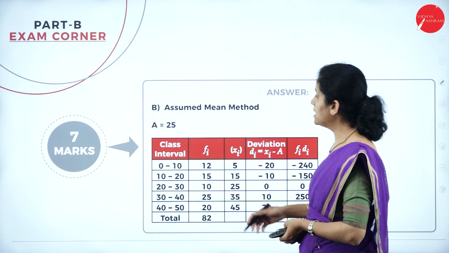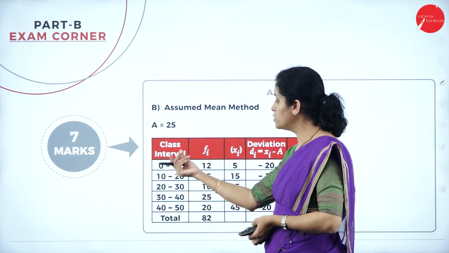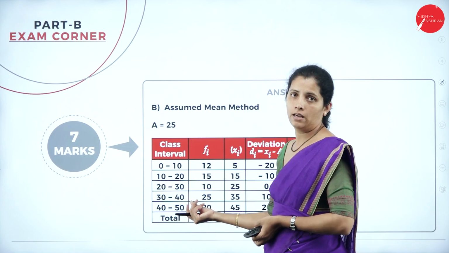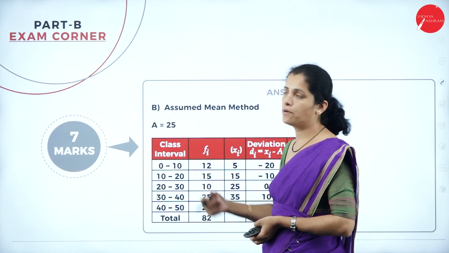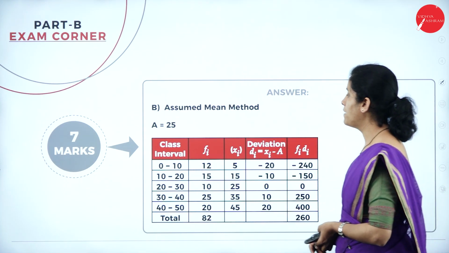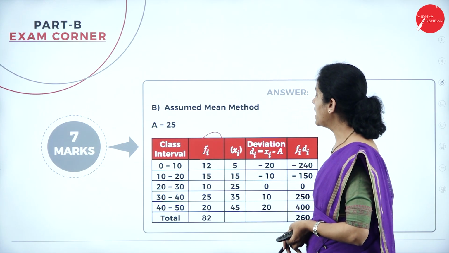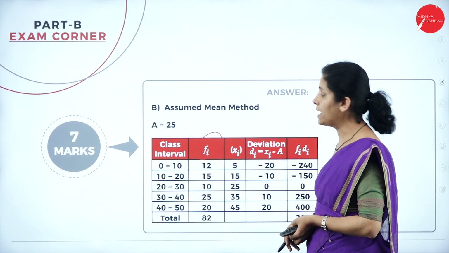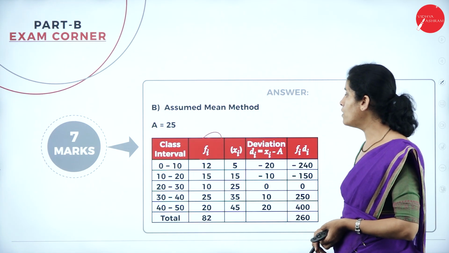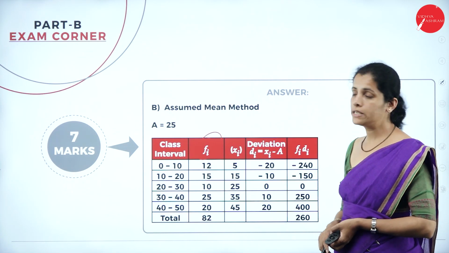Now in my assumed mean method, I'm going to assume the mean value. If I consider the class interval, the interval starts from 0 to 50, and I'm going to assume maybe 25. So A is nothing but 25. And I have the frequency fi, and I'm going to have the mid value, that is xi. Now, I want to find out di.